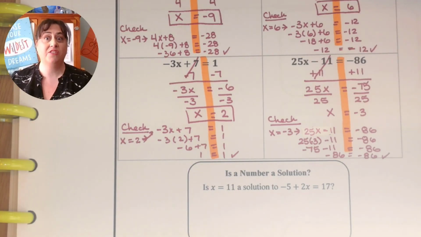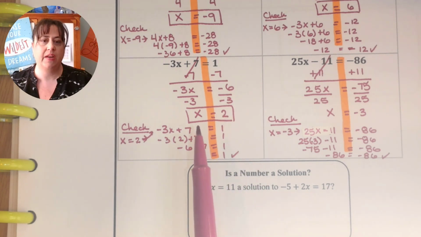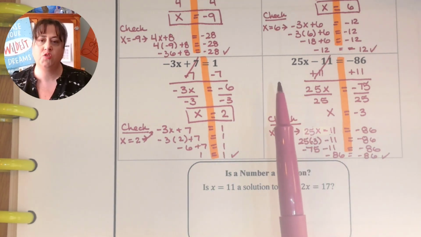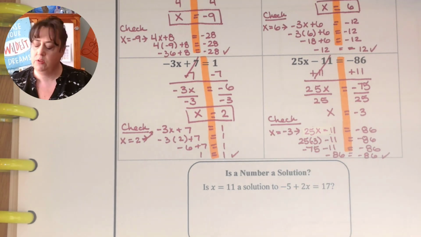All right, so check your answers. You can see I filled in the checks for you as well. Check those. On the first one, negative 3x plus 7 equals 11. x was equal to 2. On 25x minus 11 equals negative 86, x was equal to negative 3.